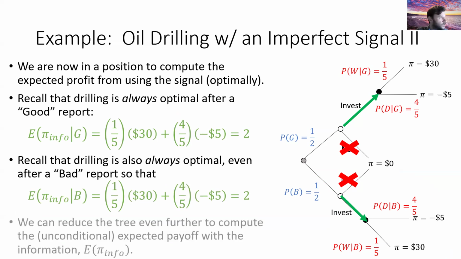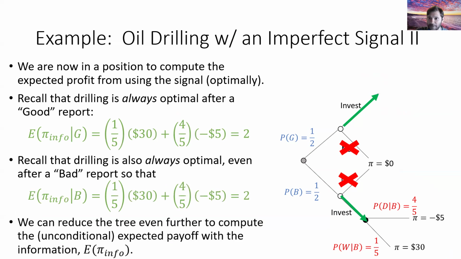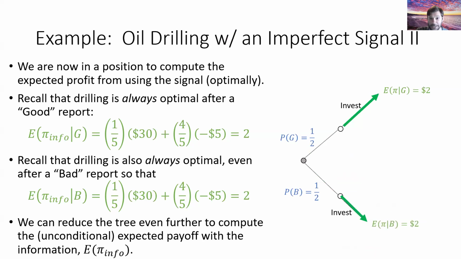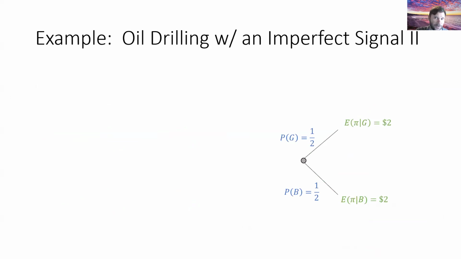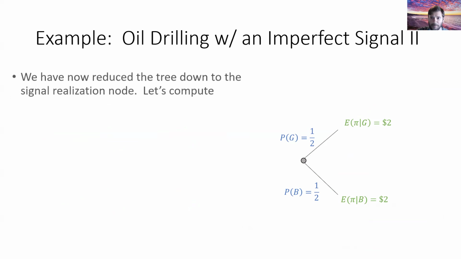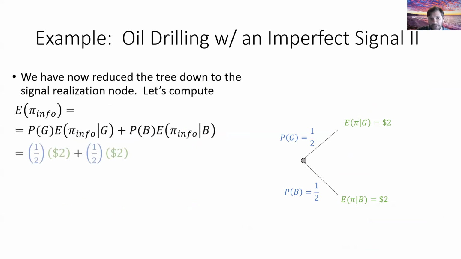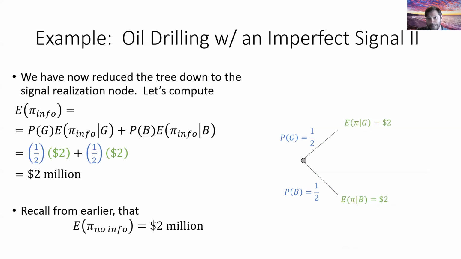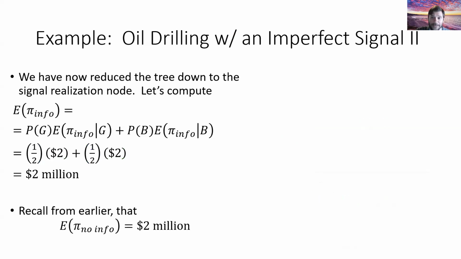So again, let's reduce that tree, plug in those values, and we should be able to take the same approach for computing the value of information we did in the last segment, where we're going to weight each of those tail values in green by their associated probabilities in blue. And you'll notice the weighted average of 2 and 2, a 50-50 average of 2 and 2, is just going to give us $2 million. And it should be no surprise that because that is the same expected payoff as what we got with no information, the value of our coin flip geologist in this example is 0.